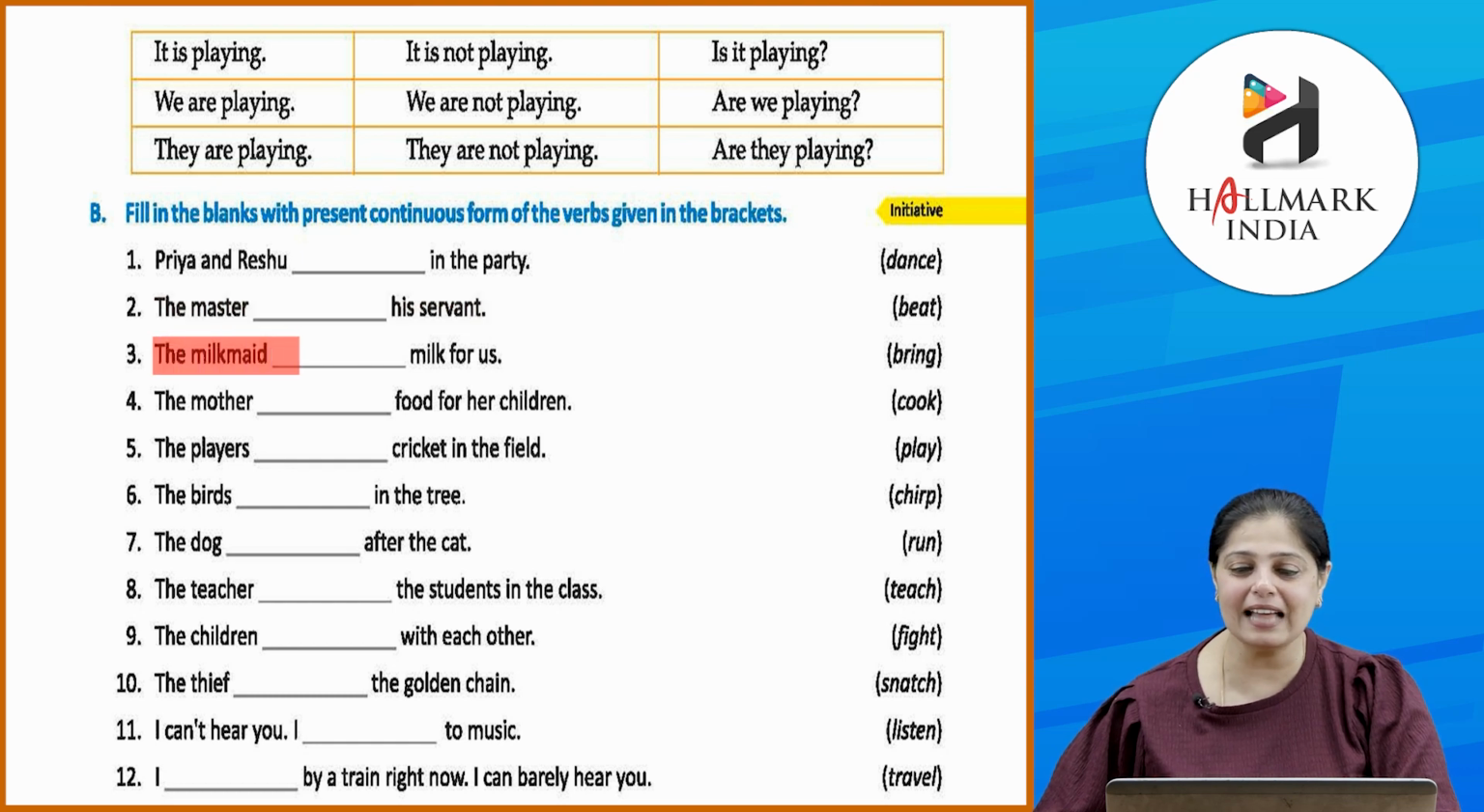The milkmaid dash milk for us. The milkmaid is bringing milk for us. Clear? Chalo, ab baaki sentences jaldi jaldi complete karo. But read the concept before you do that so that you don't make mistakes and don't get confused.